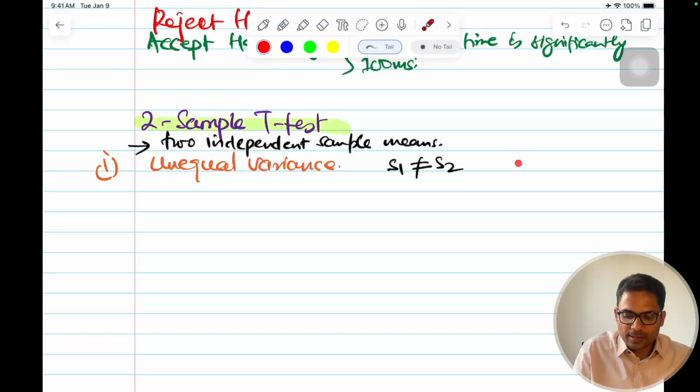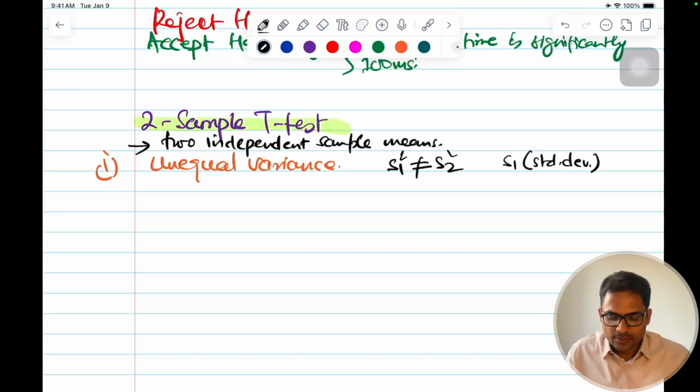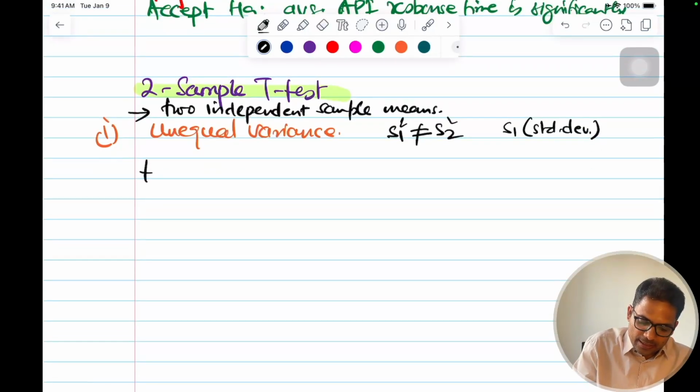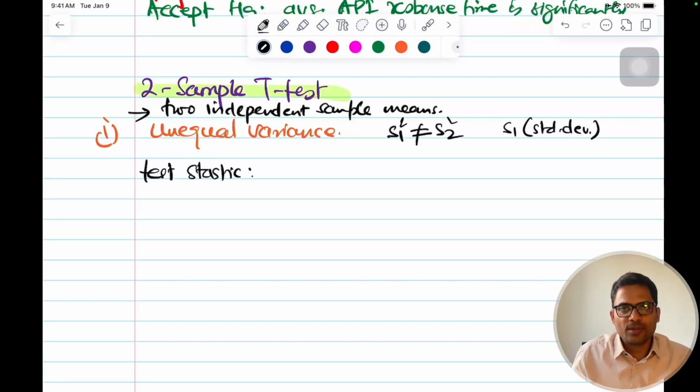There are two chances, right? They can be equal also, so we'll see that next. But when S1 is not equal to S2, the sample standard deviations, S1 squared is your variance and S1 is the standard deviation, they are significantly different from each other. That's what we have to test. So what will be the test statistic? You should just know the formula here, and then we'll do a problem. It will become very obvious.